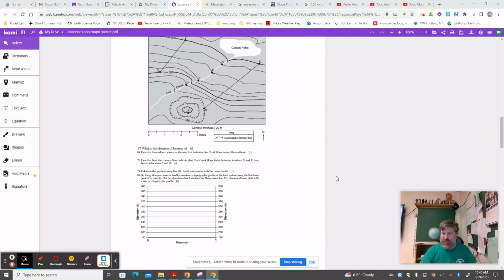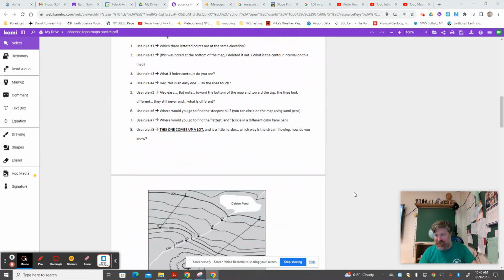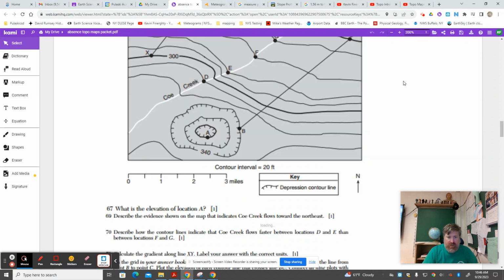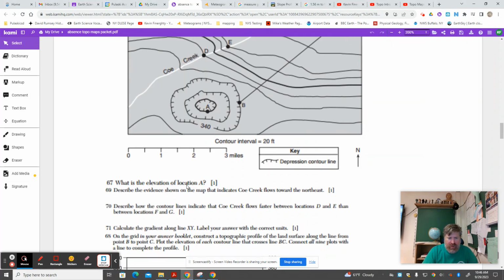All right, so welcome to Earth Science. The two big problems you've got to get down with topographic maps, after you've looked at this and gotten the basics, are how to do a gradient and how to do a profile. We're going to do them both right here on this sheet. Let's actually do all these.